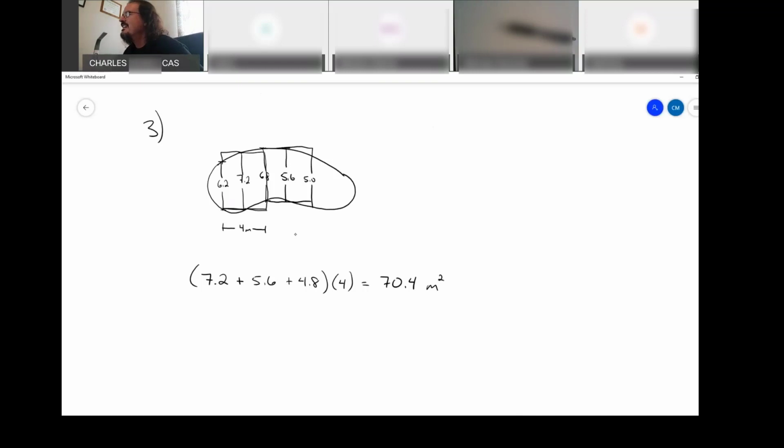So that's one way to look at it, Michael, but the way that this book is wanting us to do it, trust me, this is the way it needs to be done. We're using 3 rectangles, and we're saying that the height of the first one is determined by its middle, 7.2, and then the second one is the middle of that one, which is 5.6. The third one, the middle of that is 4.8.